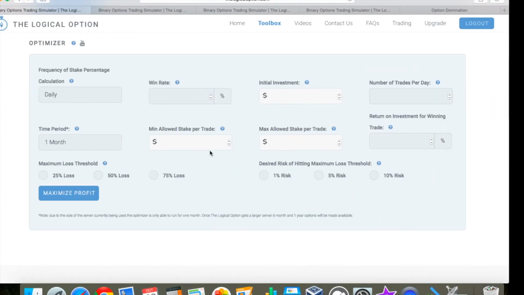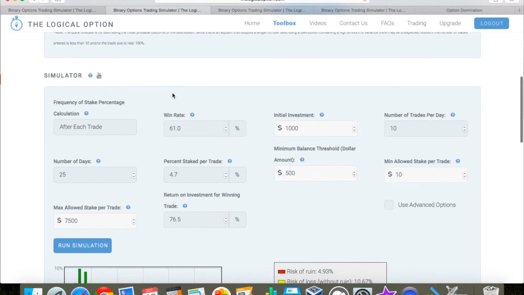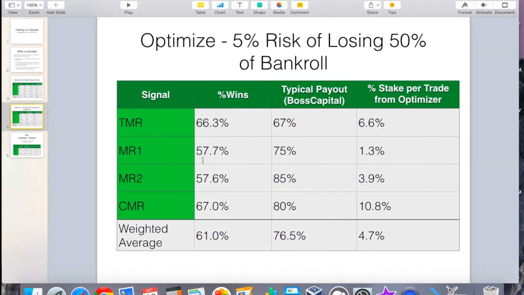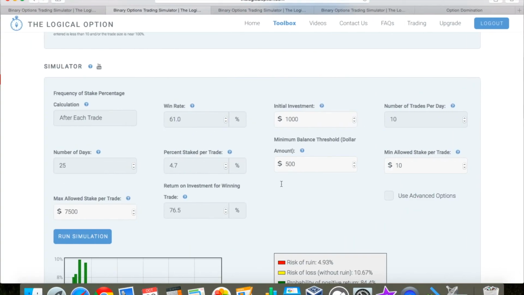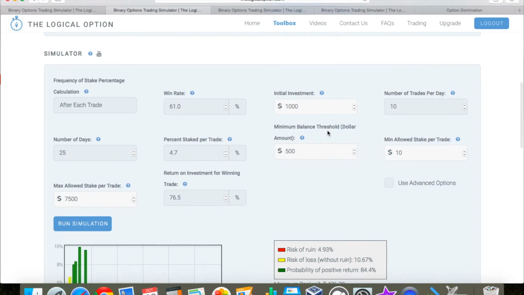So if we go over here to the simulator, I put in all the numbers. So the win rate is 61% and then the payout is 76.5%. Now I started with an initial investment of 1,000 and did this over 250 trades.